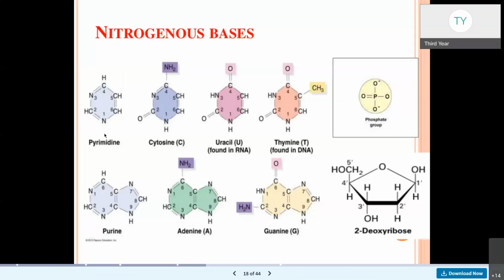And here in the pyrimidine, how is the number given? The lowermost nitrogen is given as number 1. So 1, 2, 3, 4, 5, 6. And in cytosine, at the second carbon and 4 carbon, there is a keto group and an amino group. In uracil, at the second and 4 carbon, both carbons have a keto group. And in thymine, the 2 keto groups are there, similar to uracil, but 1 methyl group is there at the 5th carbon. So this is the whole structure.